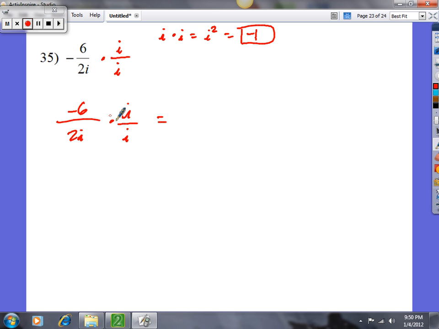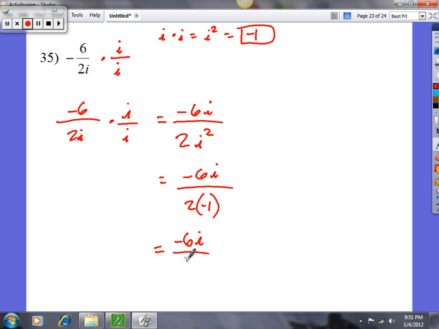Okay, in the numerator, you're going to have a negative 6 times i, which is a negative 6i. In the denominator, you're going to have 2 times i, so it's going to be 2i squared. And i squared is equal to a negative 1, so you're going to have negative 6i divided by 2 times a negative 1. So you're going to have a negative 6i divided by a negative 2. And you can simplify this. A negative divided by a negative is a positive, and 6 divided by 2 is 3. So your final answer is 3i.